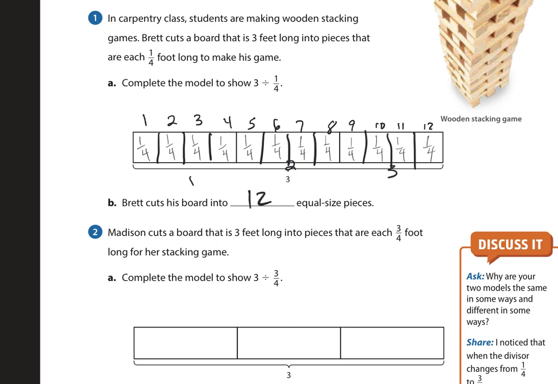Brett cuts his board into 12 equal pieces. Now, some of you may be saying, yes, I knew that because I could keep, change, flip like you told me. And that is true. Now that we're going to be doing models of dividing whole numbers by fractions or dividing fractions by fractions, you can now check yourself by performing keep, change, flip to get 12 over 1 or 12 pieces.